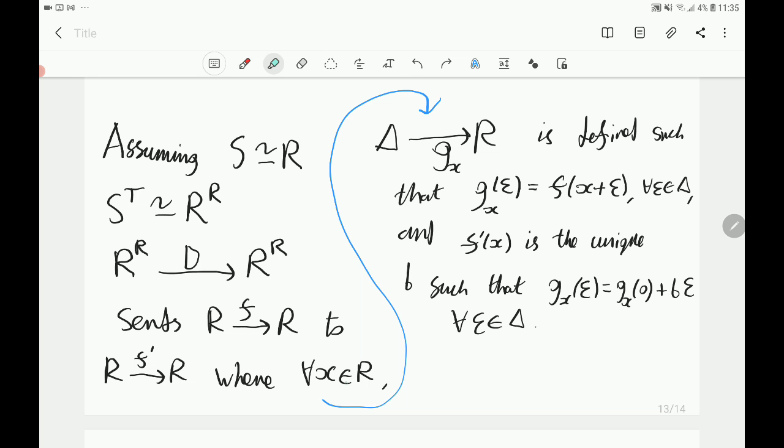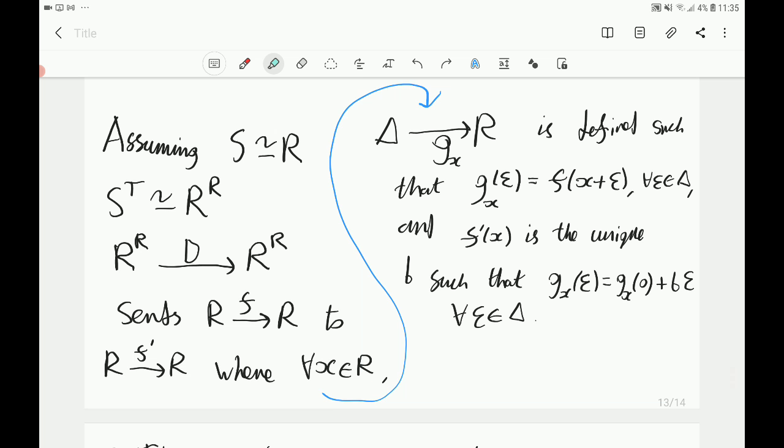And it's basically defined so that for any point x in R, if we form this function g_x from delta to R, which is defined so that g_x of epsilon equals f of x plus epsilon for every nilsquare infinitesimal epsilon, then by our principle of microstraightness, we can find this unique b such that g_x of epsilon is g_x of 0 plus b times epsilon for all epsilon in delta.